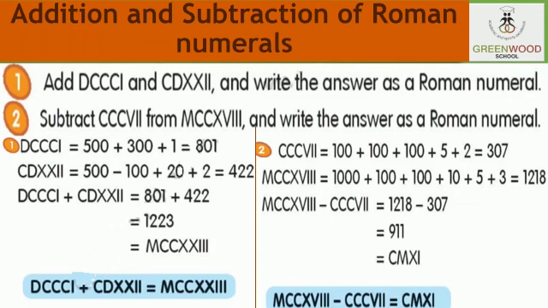Now MCCXVIII. M means 1000, CC means 200, X means 10, V means 5, III means 3. So 1000 plus 200 plus 10 plus 5 plus 3 is equal to 1218. So 1218 minus 307 is equal to 911. Now express this 911 as a Roman numeral.